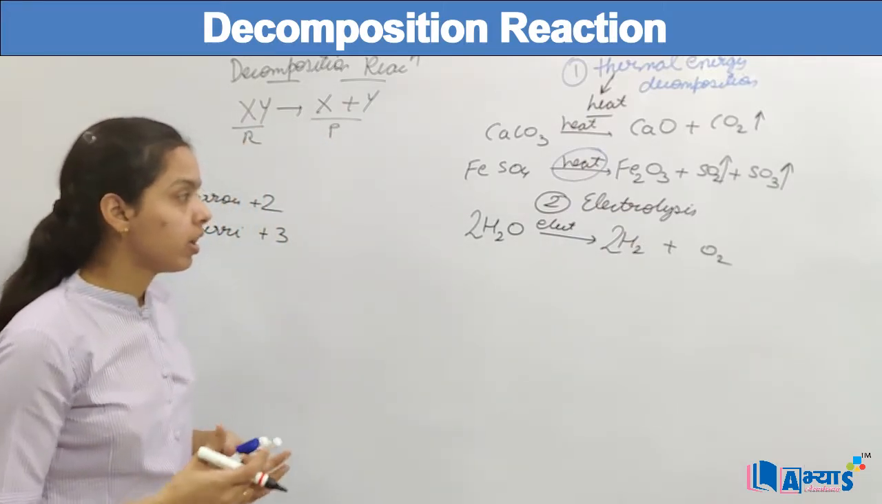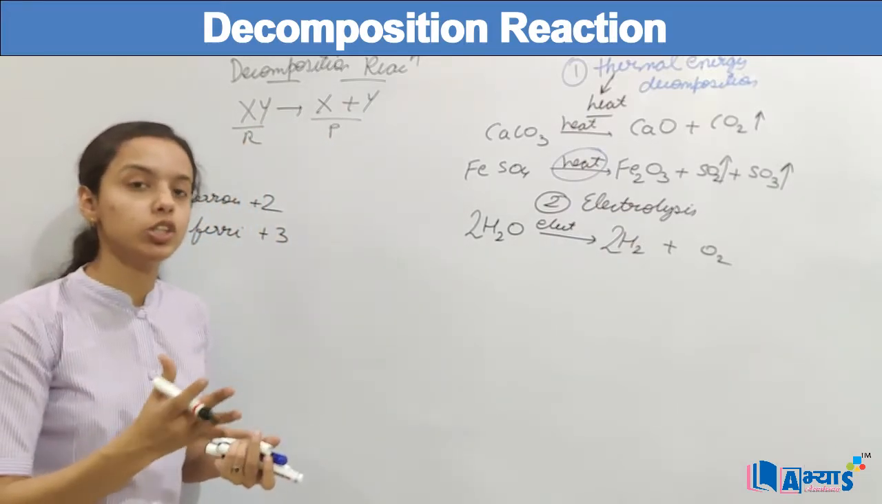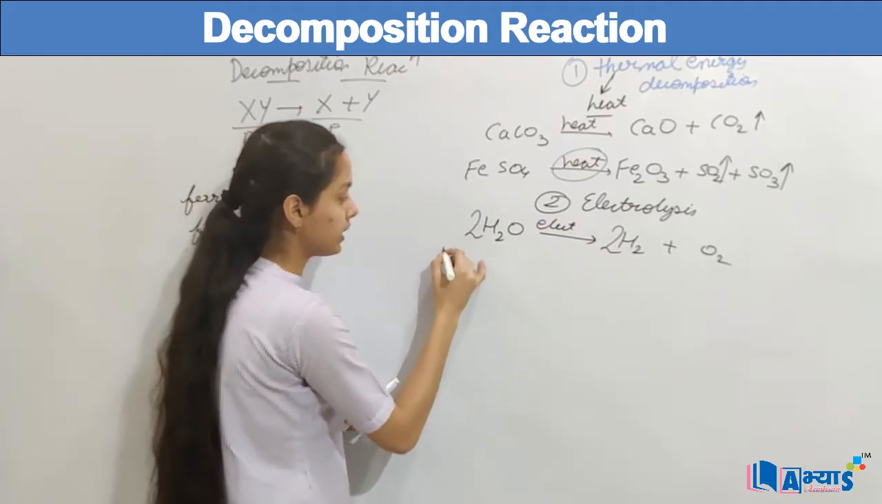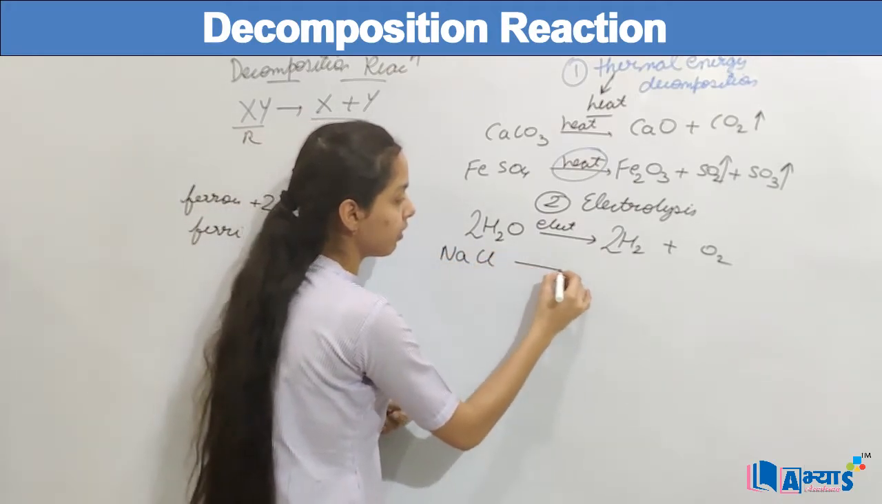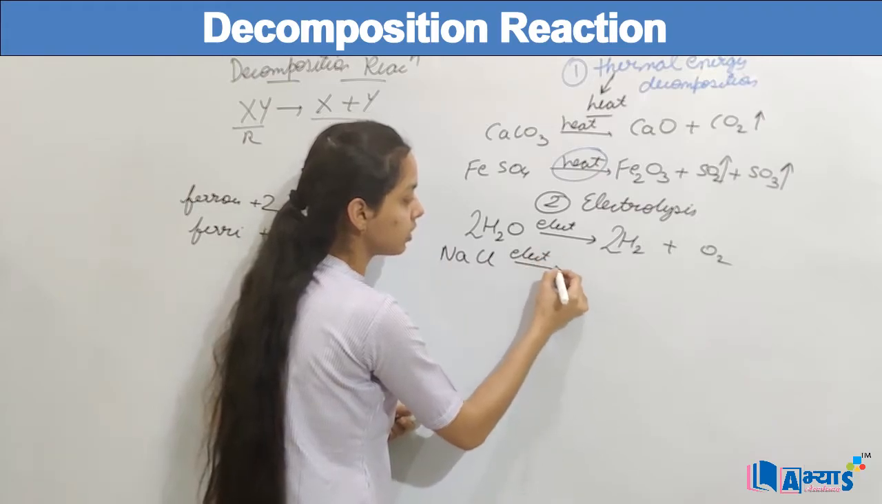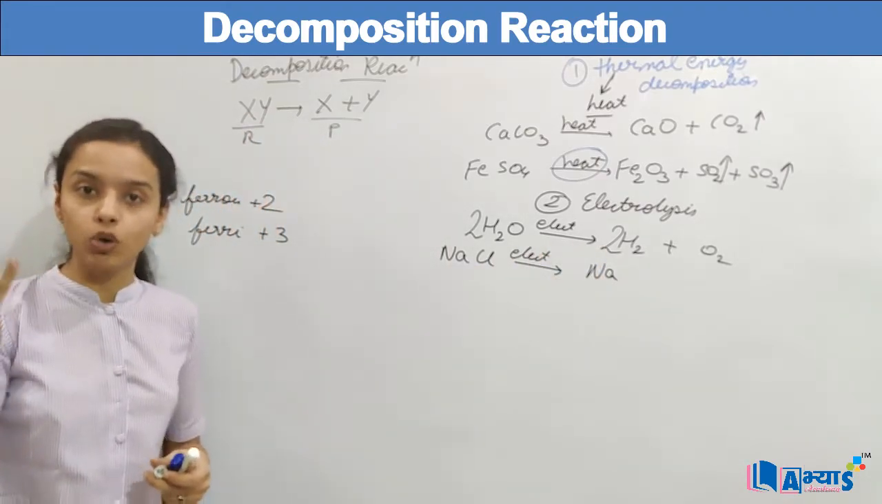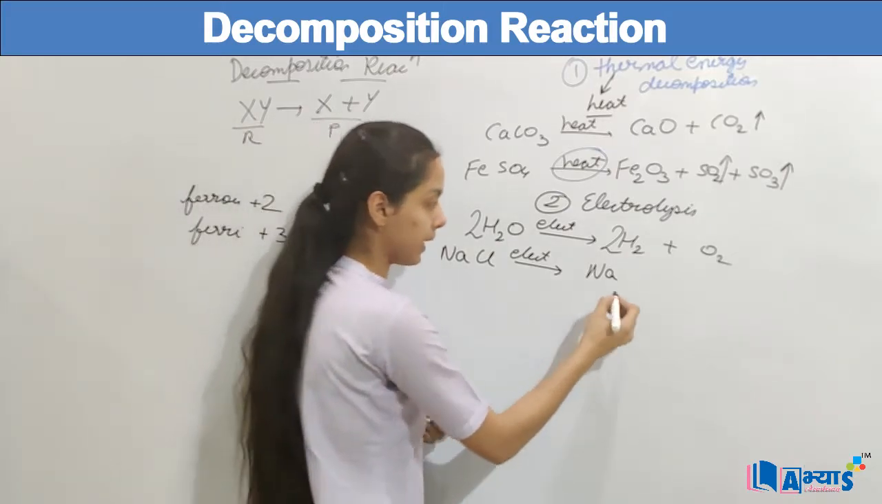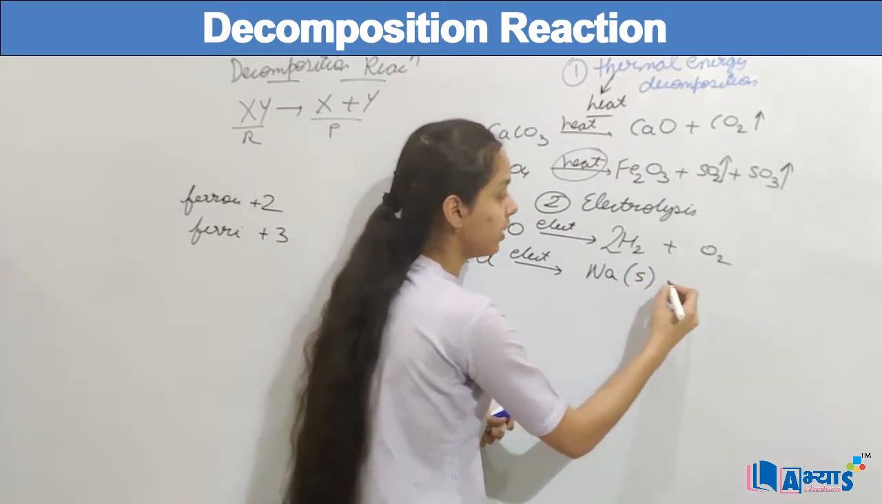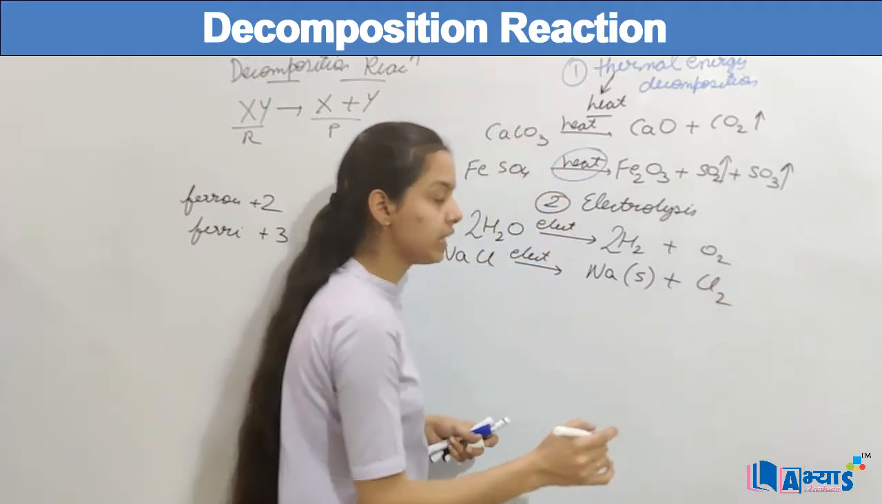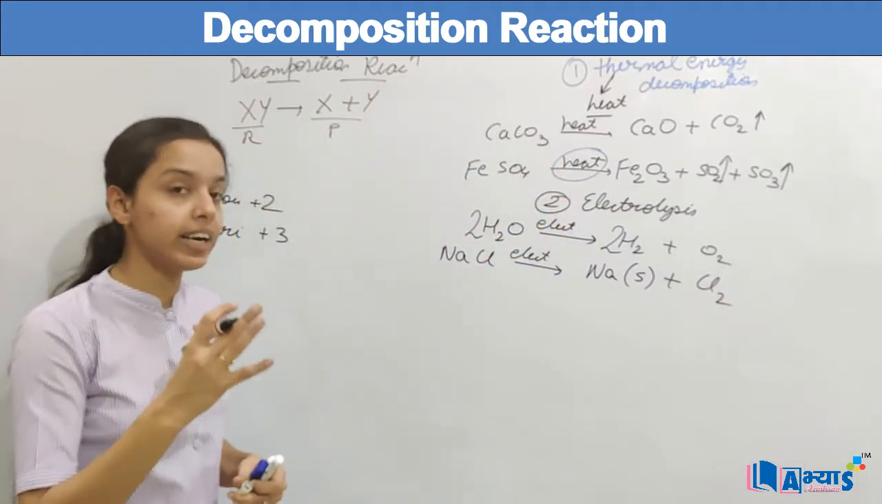The other case may include the decomposition of sodium chloride, that is NaCl. We are supplying electricity, it will become sodium metal, that is in the solid state, because sodium is a solid, and I will get chlorine gas, which is a diatomic, so I will write Cl2.